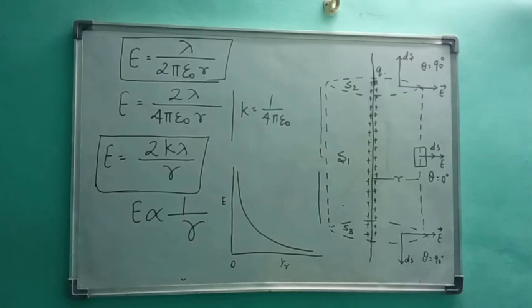Okay friends, now starts the first numerical related to this. An infinite line charge produces a field of 9 into 10 to the power 4 Newton per coulomb at a distance of 4 centimeter. Calculate the linear charge density.